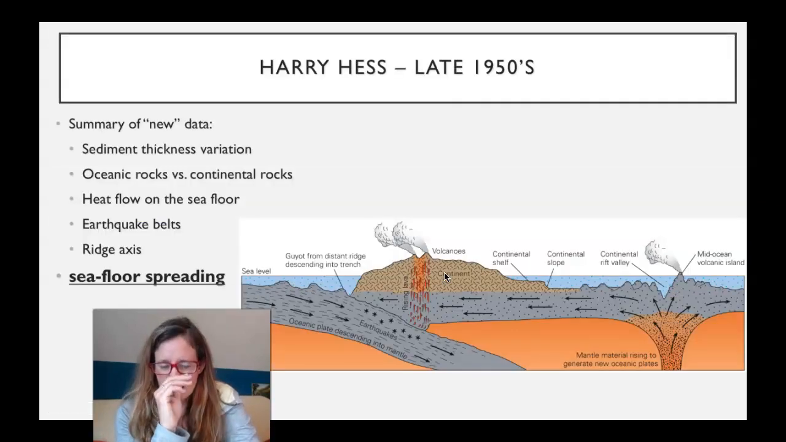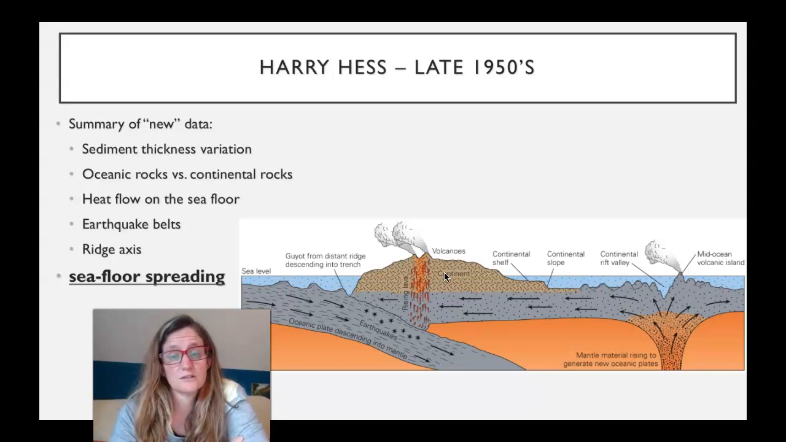So Harry Hess in the 1950s, he was in the Navy and a geologist, so perfect combination. He was out on these ships and he was out there with the sonar getting the bathymetry of the oceans. When he would see a feature, he would try to follow that feature as far as he could, eventually making maps of the bathymetry of the seafloor.